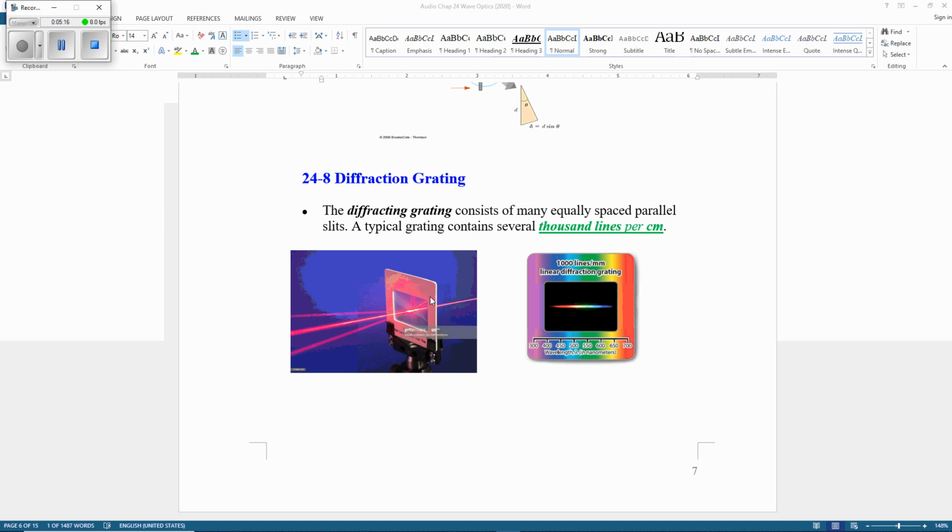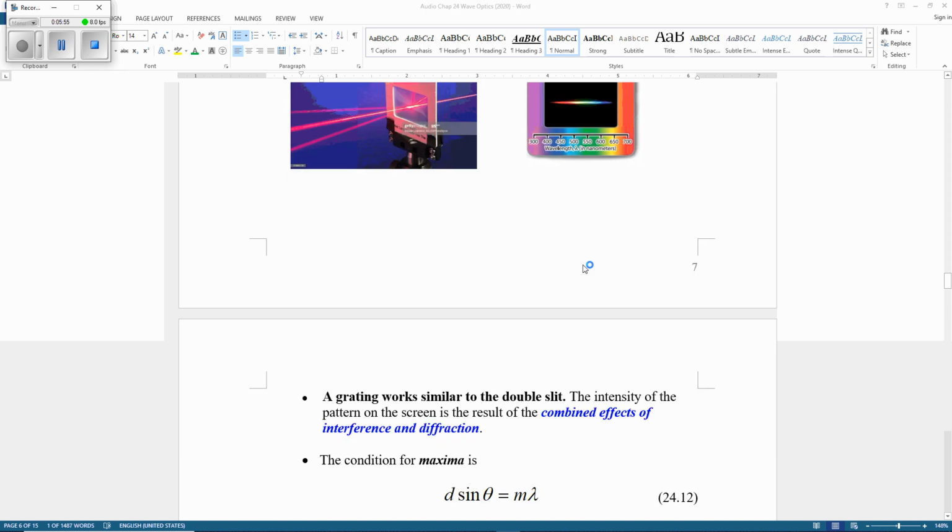Usually it's a piece of plastic or glass, but there are many lines, like many double slits. These ones are what we're going to use in our lab. That's 1,000 lines per millimeter. Think about 1,000 per millimeter. So the distance between two lines is about 1 micrometer, 1 times 10 to the power of -6 meter. So that's how they work.